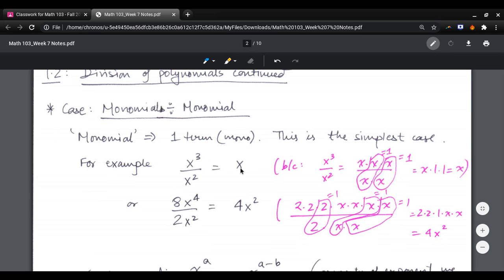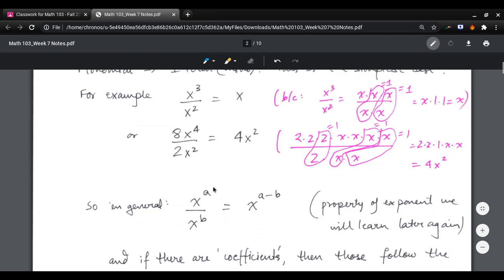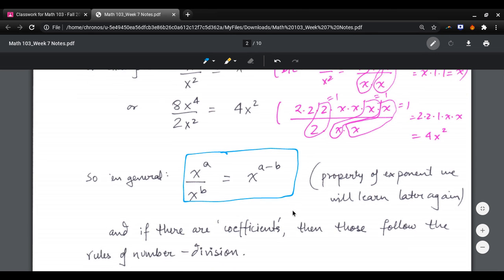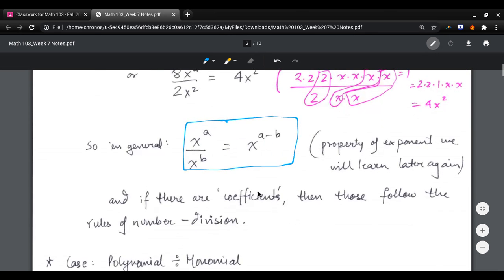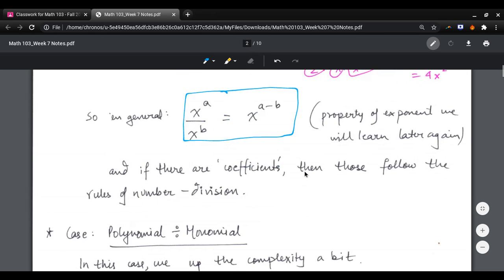For example, x cubed over x squared is x. Because what happens is x cubed is x times x times x, and divide by x times x. Each of these x over x becomes equal to 1. And then you get x. And the same here with the numbers. So in general, you will notice that this rule is followed. x to the power a over x to the power b equals x to the power a minus b. It's a property of exponents that we are going to be learning in detail later again. And if they have coefficients, then those follow the rules of number division. For example, 8 over 2 is 4.